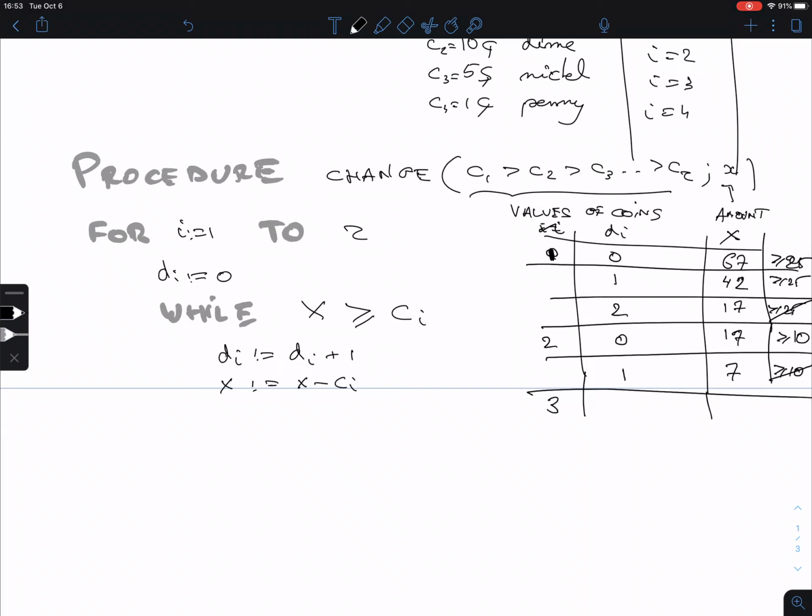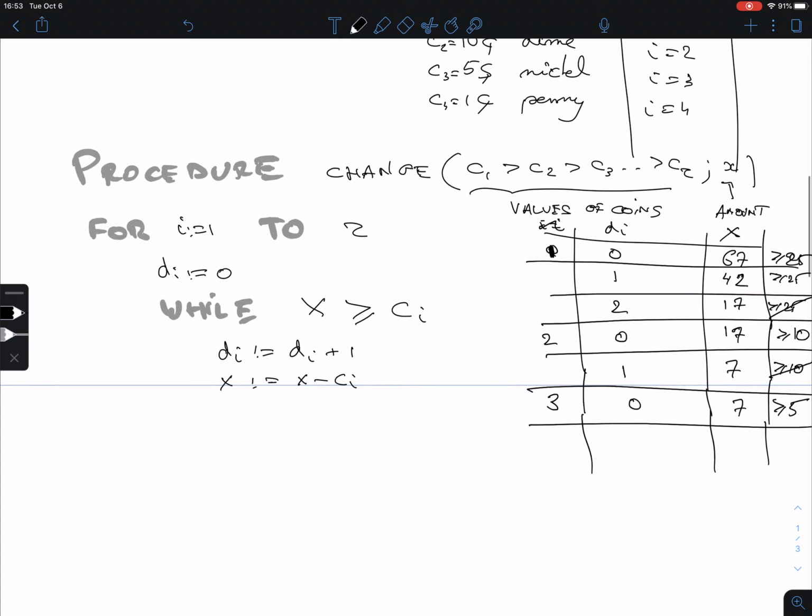And now I'm going to compare this with nickels. At the beginning, I don't know that I need any nickels. And the question is, is this bigger than 5? The answer is yes, it is. This means I'm going to increment my number of nickels that I need and subtract this amount. Is this bigger than 5? No. So I'm saying, okay, I need to go to the next coin available. And so now we start normally. This is how we start.